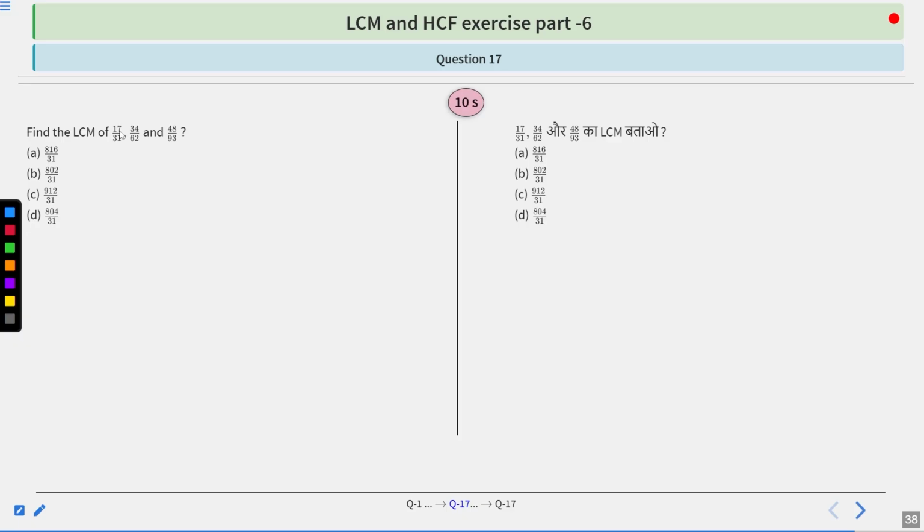Find the LCM of 17 upon 31, 34 upon 62, and 48 upon 93. And options are 816 upon 31, 802 upon 31, 912 upon 31, or 804 upon 31. These are the options.